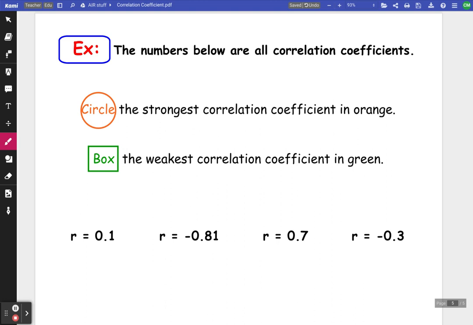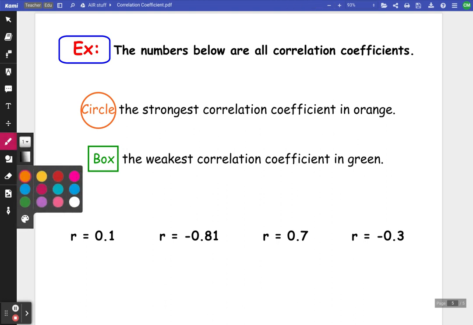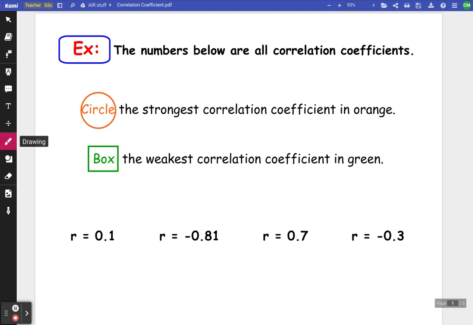Okay? So the next question says the numbers below are all correlation coefficients. Circle the strongest correlation coefficient in orange and box the weakest one in green. So if you take a look at these numbers, now you have to remember it gets confusing. People think positive and negative, but what we're looking for, the strongest correlation, is going to be the number that is closest to negative 1 or positive 1.